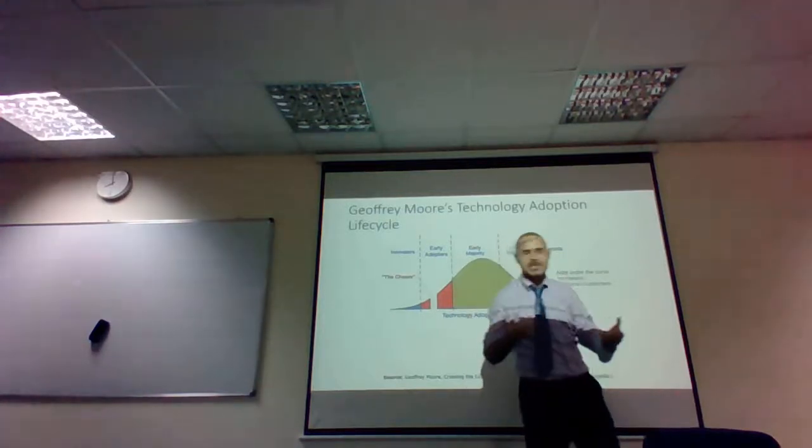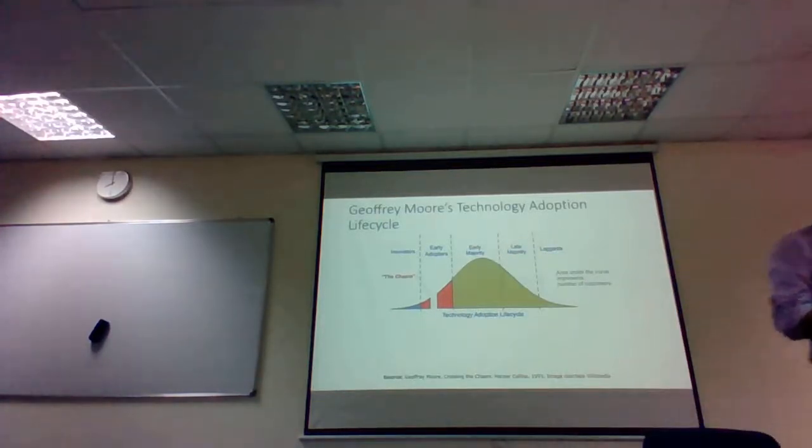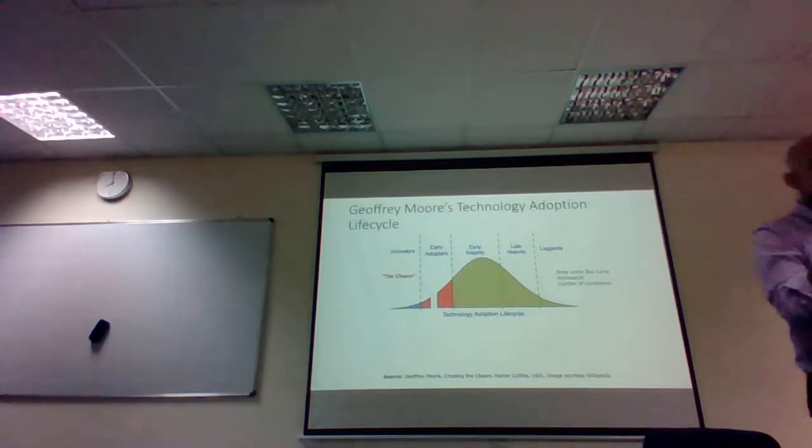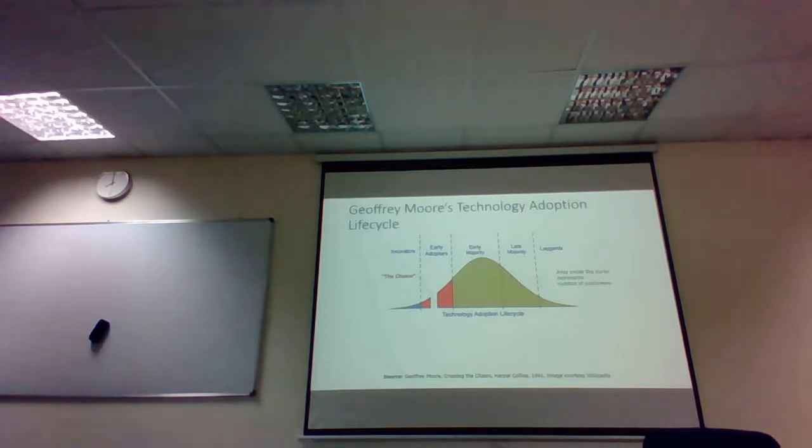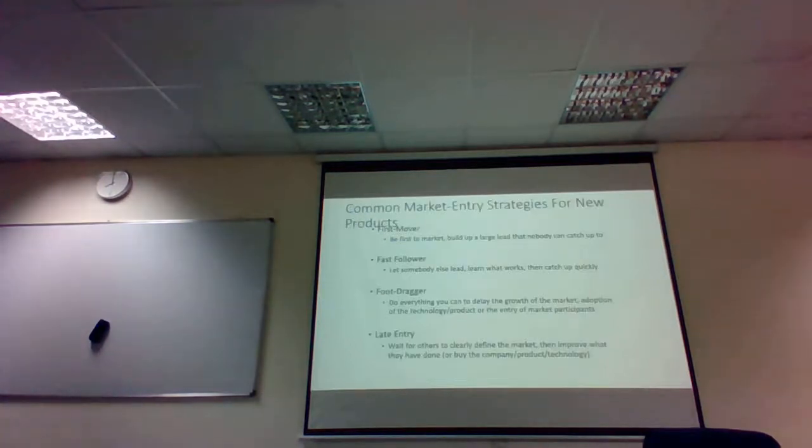We call this a chasm, in case we ask you the definition of it, okay? So it's the link between transforming the early adopters, hopefully, into the early majority, hence bypassing a hiccup. If I pass this, I pass the exam. Think about it as an exam question. Okay, for companies: first mover, fast follower, foot dragger, late entry.